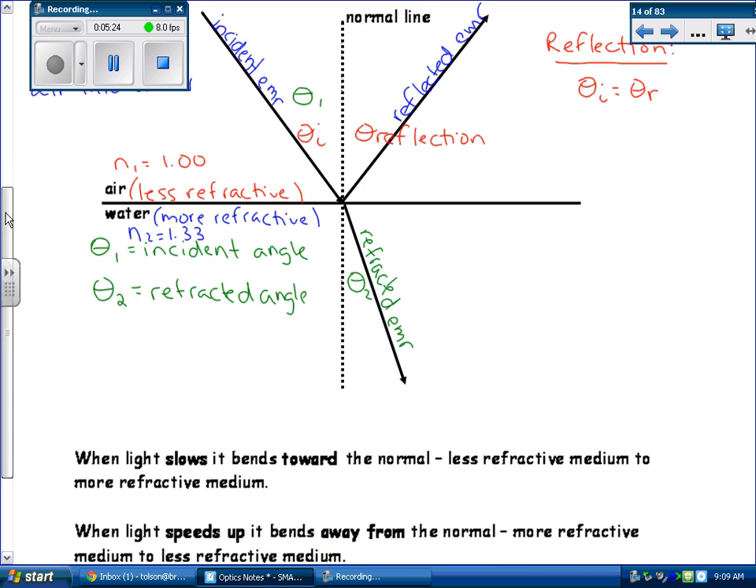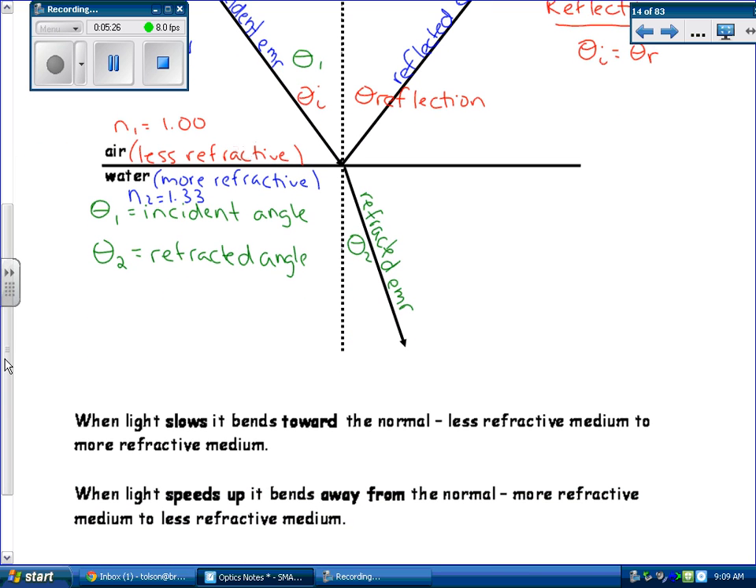So when light slows down, it bends towards the normal line. So that means it's going from a less refractive medium to a more refractive medium. When light speeds up, it bends away from the normal line. So this is slowing down, bending towards the normal line. Going this way would be speeding up, it bends away from the normal line. That means it's going from a more refractive medium to a less refractive medium.